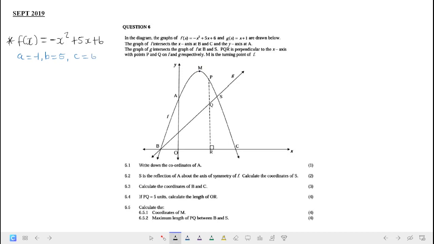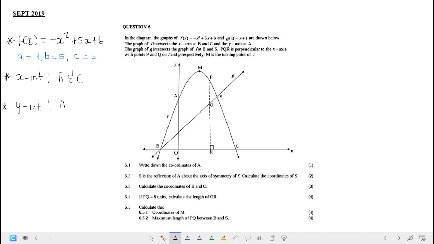All right, now what else do we have here? Another thing about f is that the graph of f intersects the x-axis at B and C. If it intersects the x-axis, we are being told about the x-intercepts. Our x-intercepts are B and C. The third thing is that the graph intersects the y-axis at A. If it's the y-axis, then that is the y-intercept. The y-intercept is going to be point A.